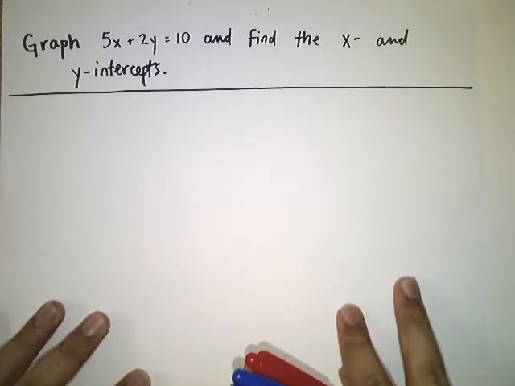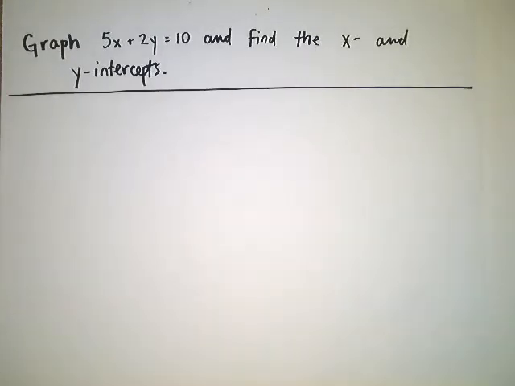Start with this one right here. We're going to graph 5x + 2y = 10 and find the x and y intercepts. Now I'm going to do this in the opposite order. I'm going to find the x and y intercepts, and once I have those 2 points, I know I'm going to have enough information to actually graph the line.